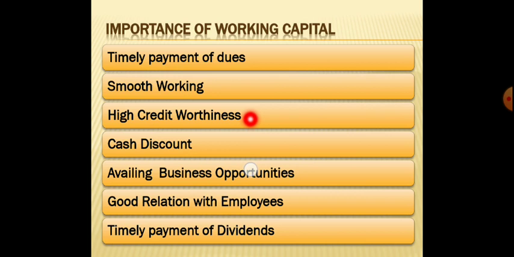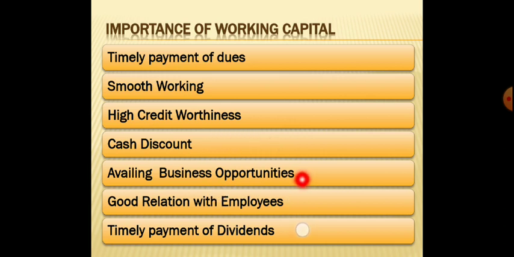The third point is high credit worthiness. When a business has an adequate amount of working capital, it will have a high credit standing. This will be a benefit to the business for raising loans from banks and financial institutions. The next point is cash discount. When you have an adequate amount of liquid funds in hand, you will be paying your suppliers quite often, and your suppliers will also give you a cash discount in return. This is a benefit given by the suppliers to the business.